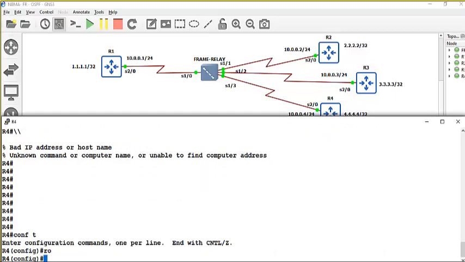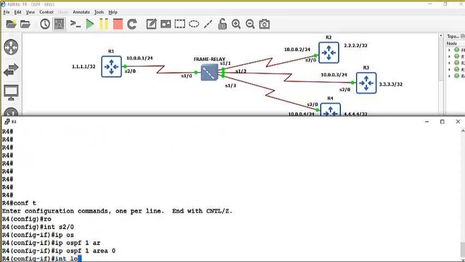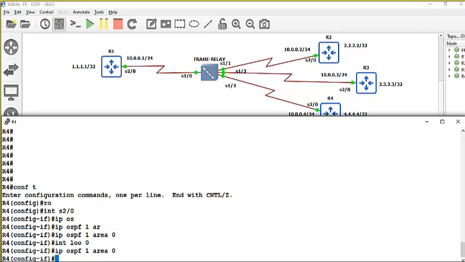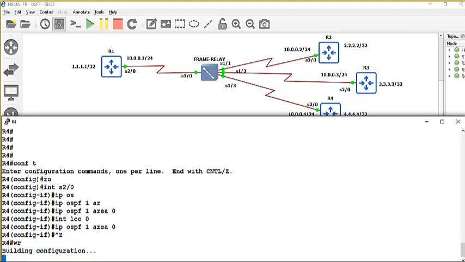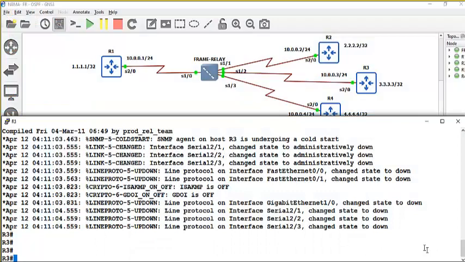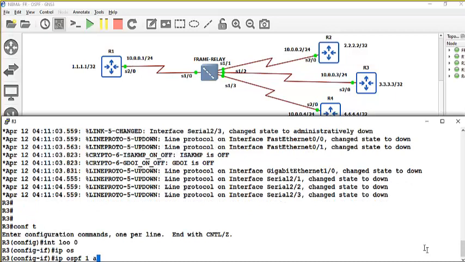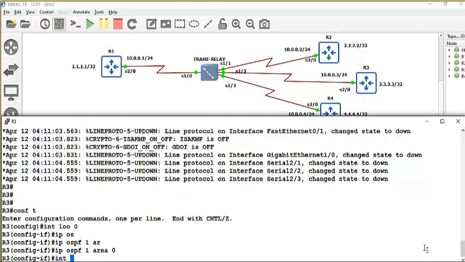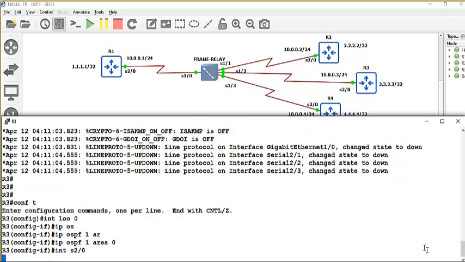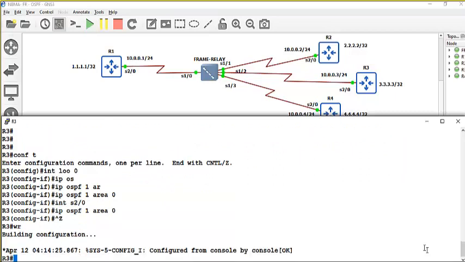Now I am going to go under the interface serial 2/0, ip ospf 1 area 0. This is also another way of configuring OSPF, we all know this. And then router 3 is not configured yet. Done. So we got OSPF running on all these routers, but will they form neighbors? No.